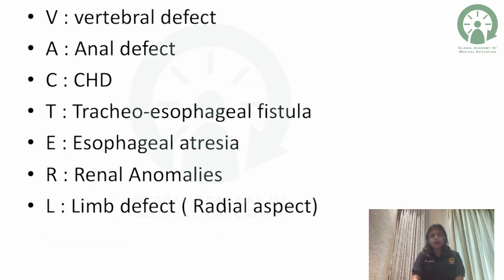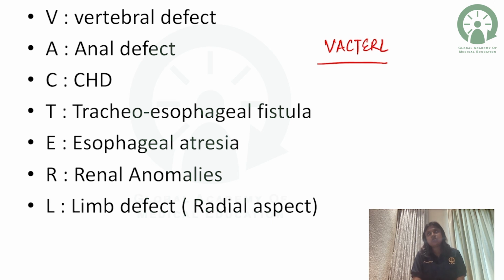Now coming to another syndromic condition that is known as the VACTERL. So let us expand the term VACTERL. V for vertebral defect, A for anal defect, C for congenital heart disease or any cardiac defects, T for tracheoesophageal fistula, E for esophageal atresia, R for renal anomalies, and L for limb defect.